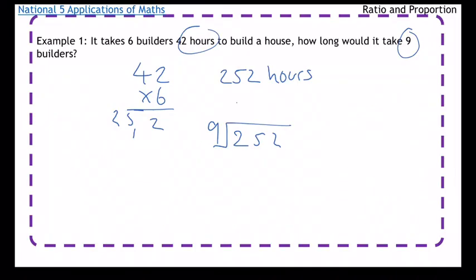So 9 divided by 2 doesn't go. 9 into 25 goes twice, remainder 7. 9 into 72 goes 8 times. So it's going to take 9 builders 28 hours. Okay, and that makes sense because we started with 42 with 6 builders, so it should take less time. It's taken 28 hours. It adds up. It makes sense.